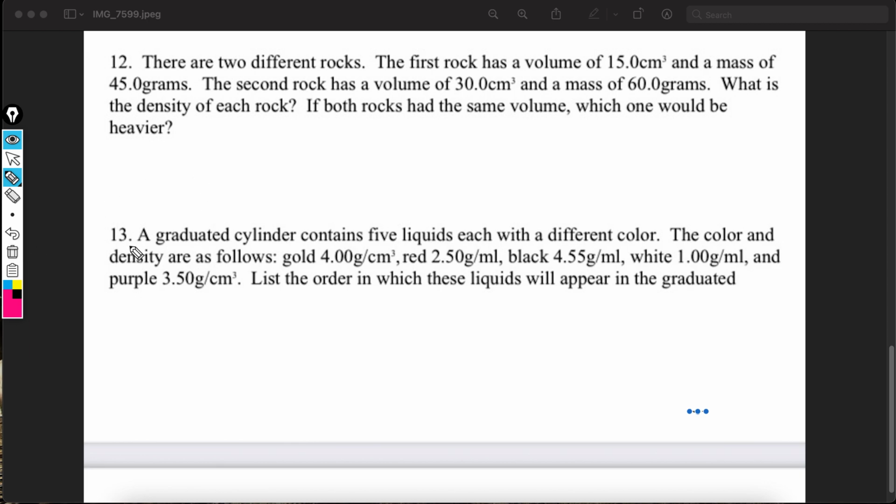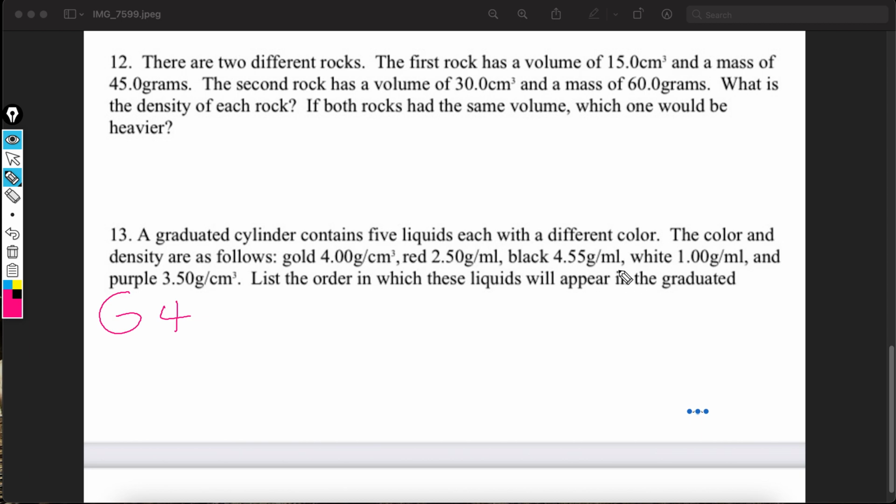Let's go to number 13. A graduated cylinder contains 5 liquids, each a different color. The color and density of each follows. Okay, so we have gold. We're going to do a G. It's 4 grams per centimeter cubed.